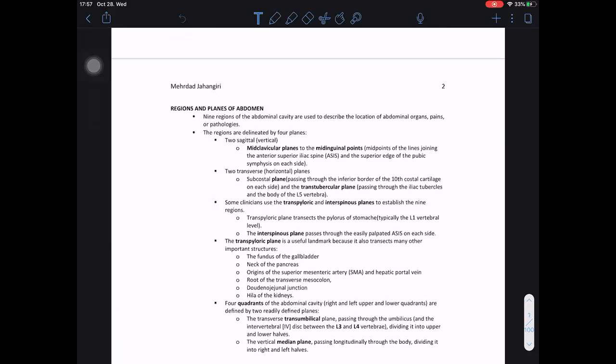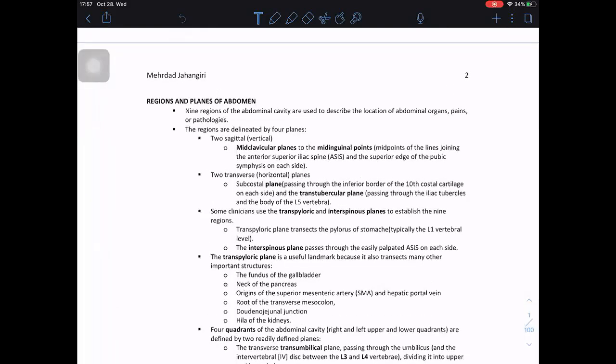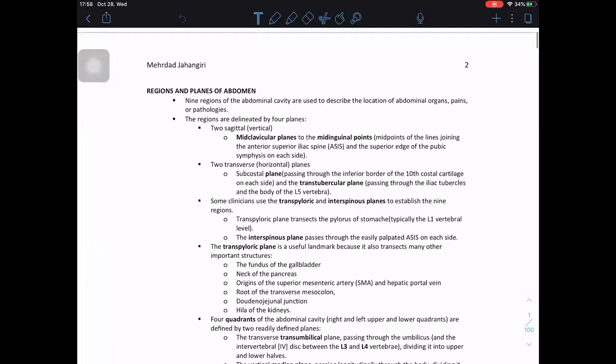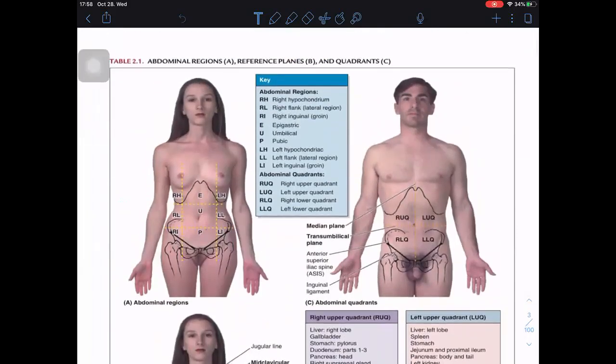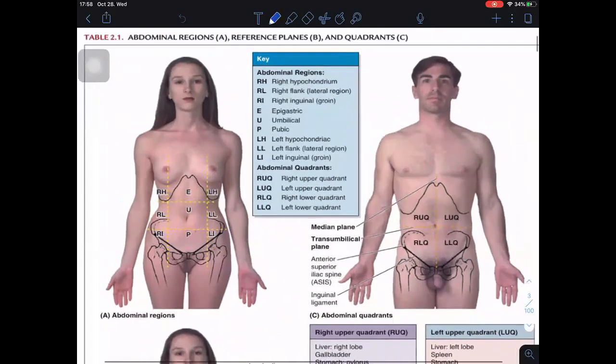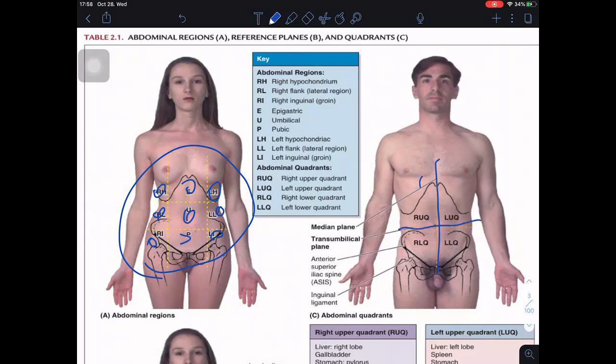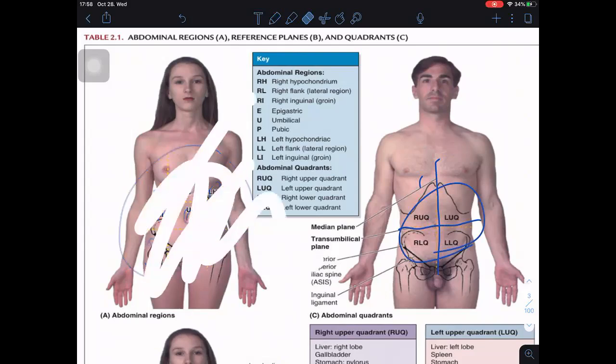So on the very first page of the notes, I wrote a summary about the regions and planes of the abdomen. There are two different ways that we can divide the abdomen into different regions. Either we're going to use four different planes to divide the abdomen into 9 different regions, or we're going to use two other lines or planes to divide the abdomen into 4 quadrants. Okay, so we're going to talk about each of them one by one.